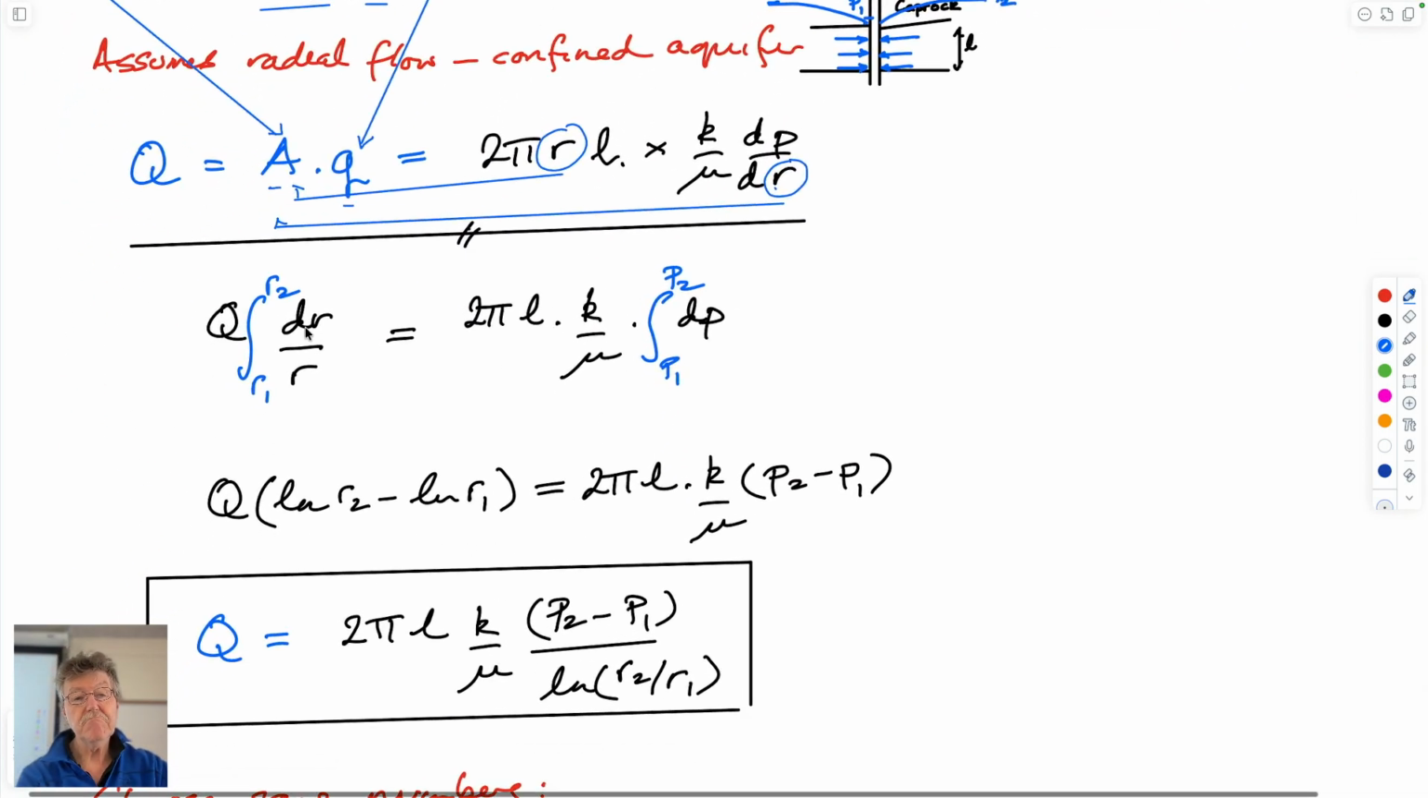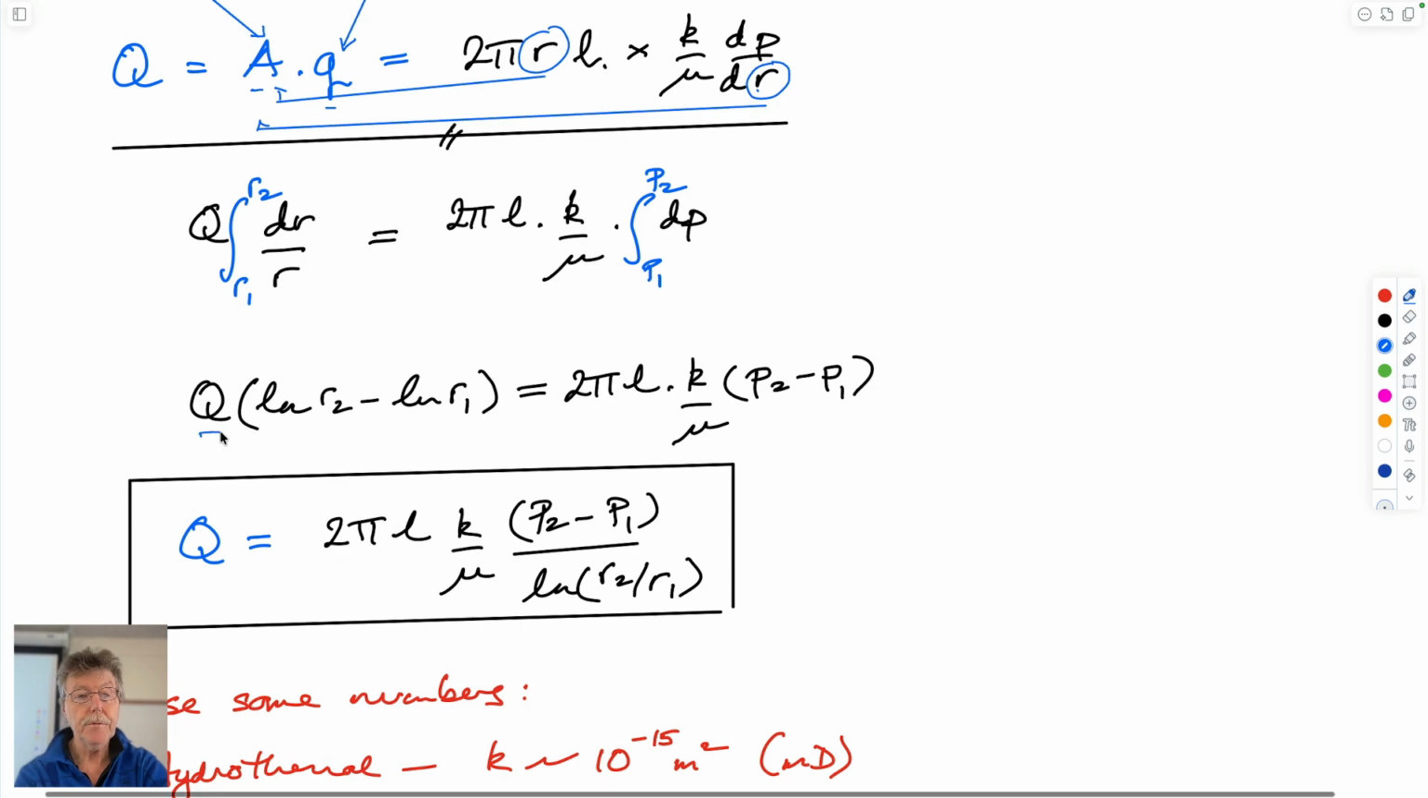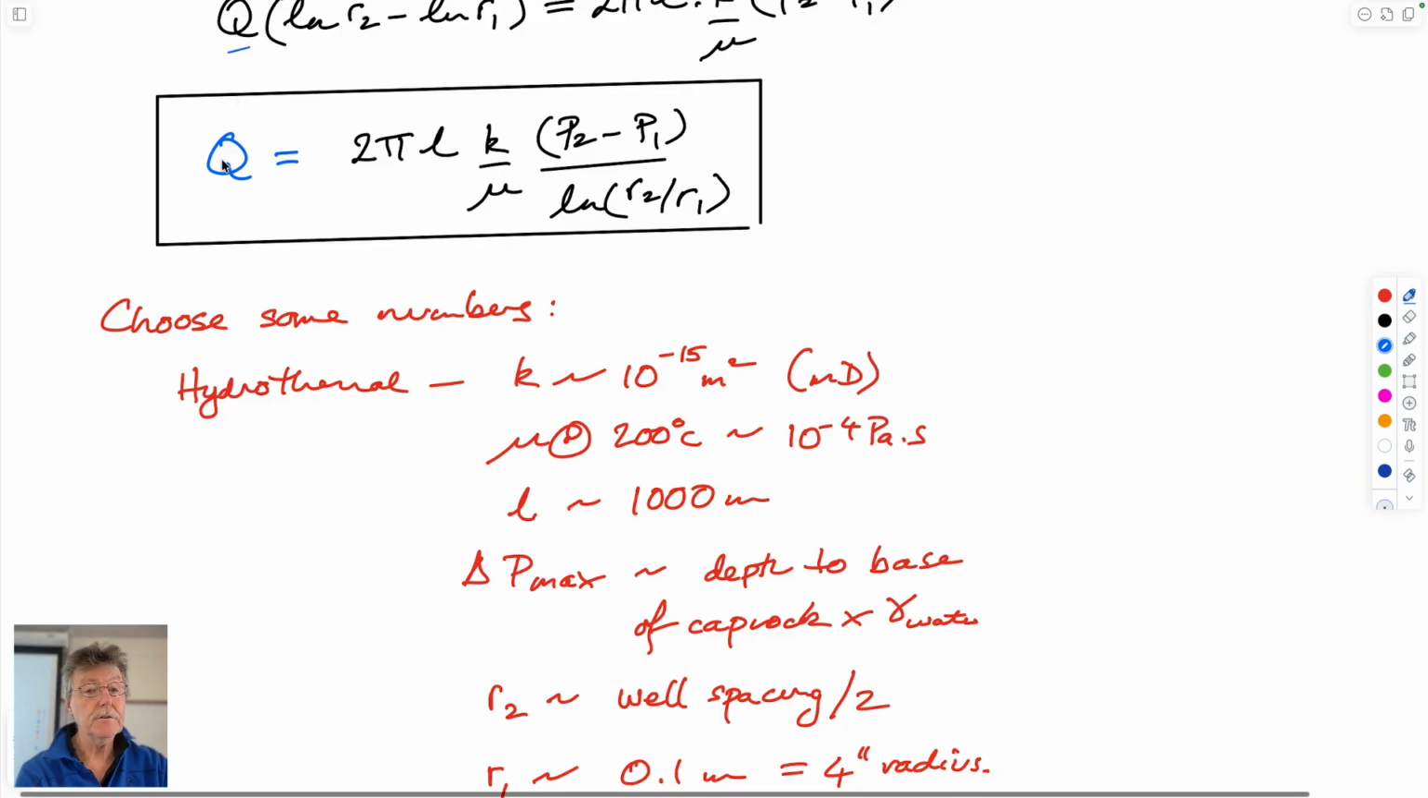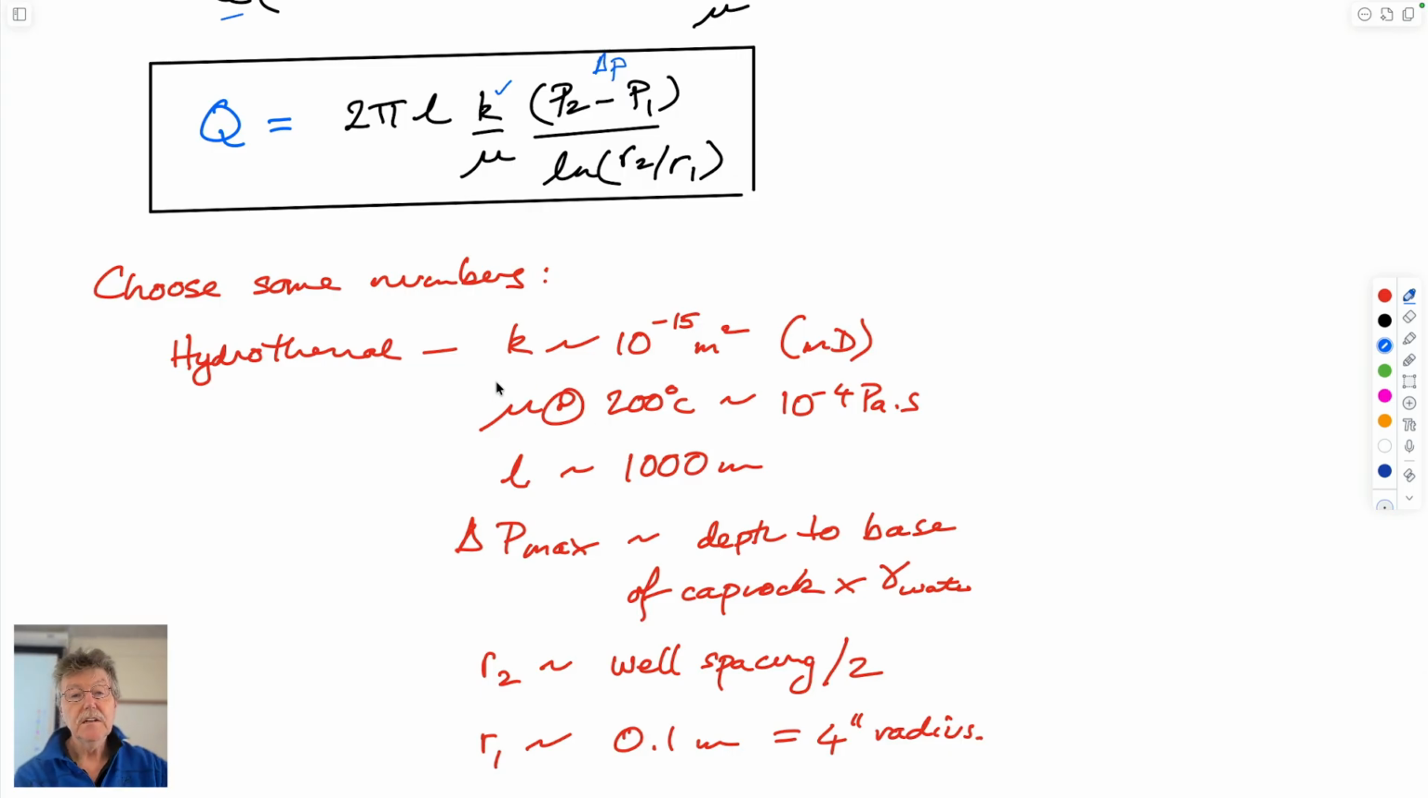And if we do the integration and we substitute limits, we get log R2 minus log R1, and we get the pressure change at the outer boundary minus the pressure at the internal boundary. And if we rearrange this in terms of volumetric flow rate, we end up with this. So that simply gives us how much volumetric flow rate we get if we know the permeability, if we know delta P between the external and internal pressures, and the distance between those, between the external radius and the internal radius.